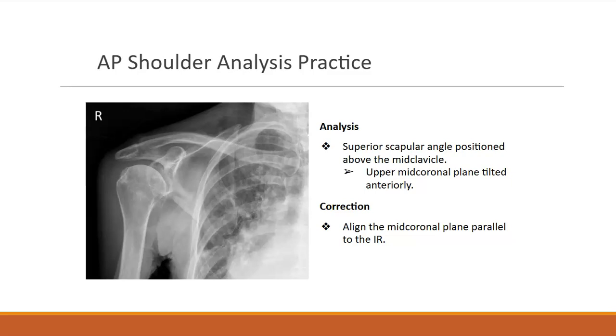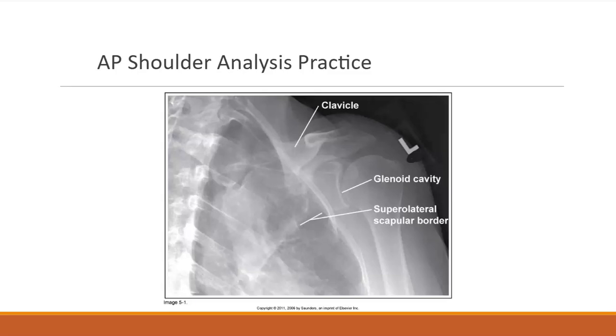Next, we want to look at the superior angle of the scapula, and in this case, it is not aligned with the mid clavicle. The position is actually superior to the clavicle, which should indicate to you that the mid-coronal plane was tilted anteriorly. We need to repeat this image and align the mid-coronal plane parallel with the IR. Again, go ahead and analyze this image with disregard to the humerus positioning.